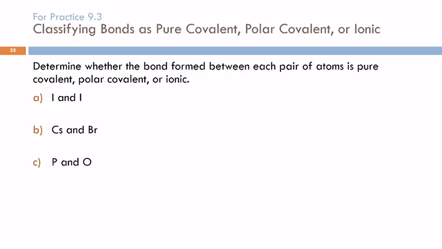So we should be able to classify bonds. Determine whether the bond formed between each pair of atoms is pure covalent, polar covalent, or ionic. And I'm going to call pure covalent nonpolar. So between iodine and iodine, pure covalent or nonpolar. So this is a nonpolar covalent bond. Because here, those two little boys playing together, both of the houses are the same. So they're going to divide their time equally. There's no reason for them not to.